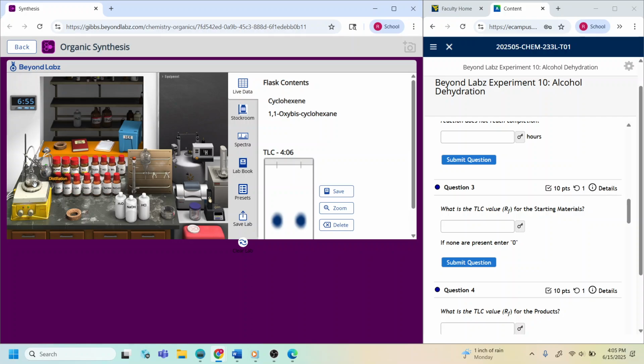So the one that has a lower boiling point is going to evaporate, and then you're going to collect it in this flask in here. If you check on Google which one has a lower boiling point, you're going to see that this one has a lower boiling point. So this one is going to distill first.